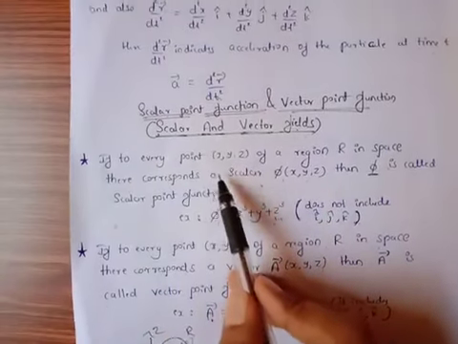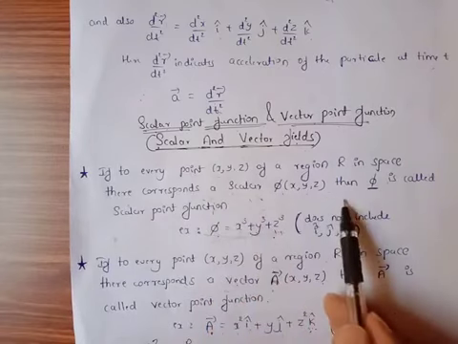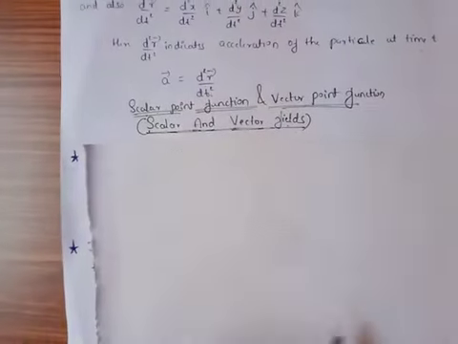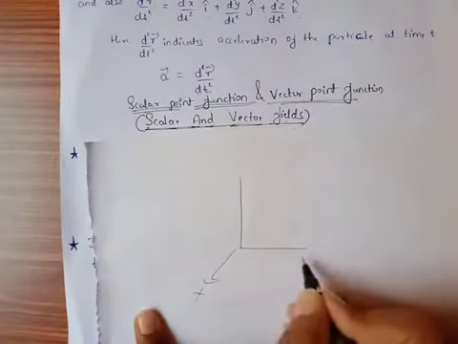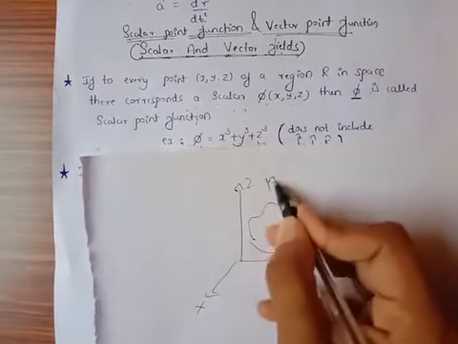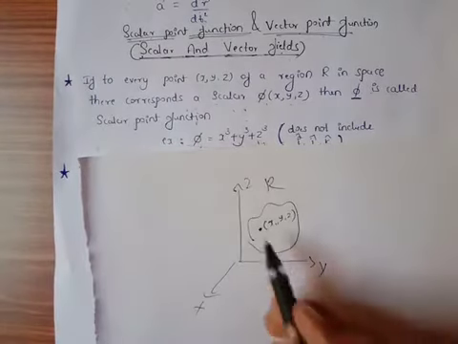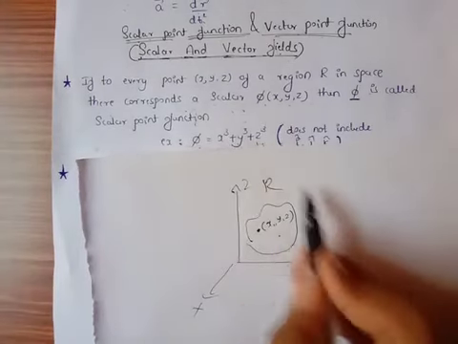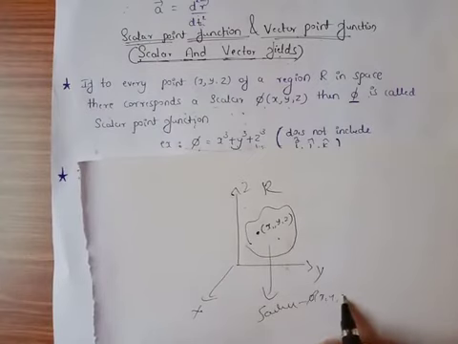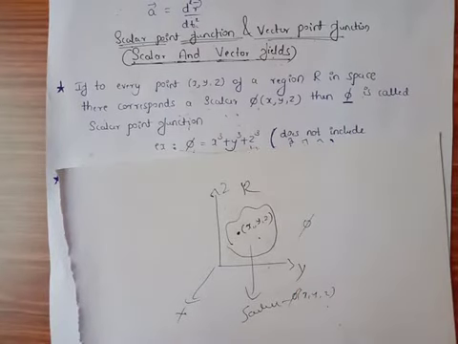If to every point x, y, z of a region R in space there corresponds a scalar phi of x, y, z, then phi is called a scalar point function. Consider again a three-dimensional space with x, y, and z, a region R, and a point x, y, z in the region R. If to every point x, y, z in this region there corresponds a scalar phi of x, y, z, then this function phi is called a scalar point function.